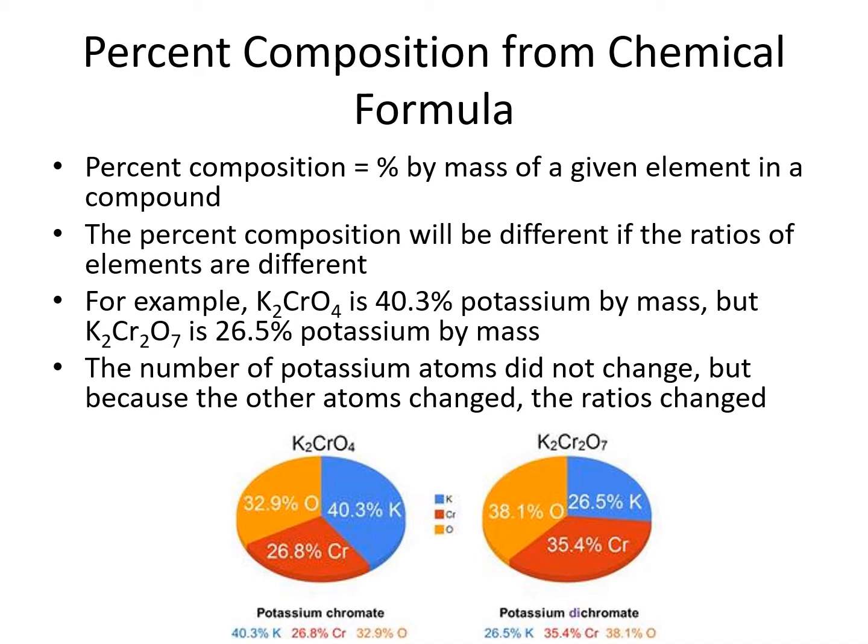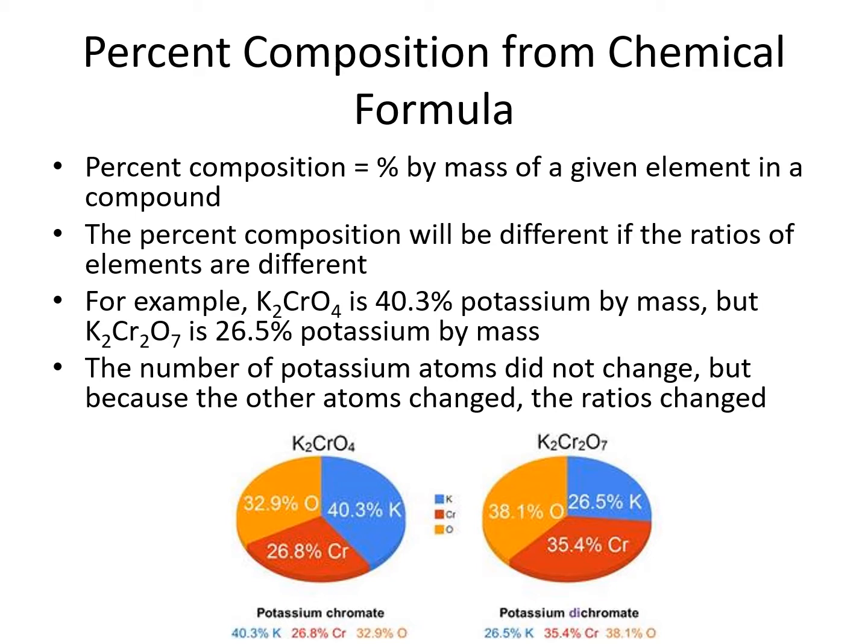similar compounds, potassium chromate and potassium dichromate. Both of these compounds have 2 potassiums in their chemical formula, but the percentage of potassium chromate that is made up of potassium is 40.3%, whereas in potassium dichromate, the potassium only makes up 26.5% of its mass. The reason is that dichromate is a larger ion, and so the 2 potassiums that are with it make up a smaller percentage of the overall mass.